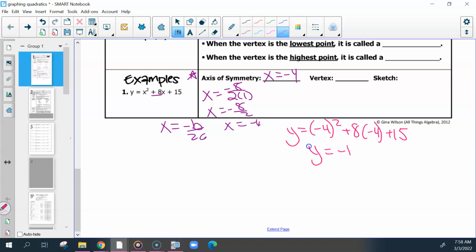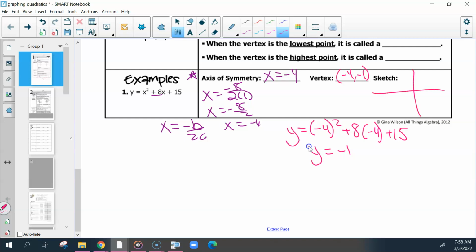So now that you have your y value, your vertex needs to be an ordered pair. So it's going to be negative 4, negative 1. You done? Okay, let me finish this problem now. Your rough sketch is going to look something like this.